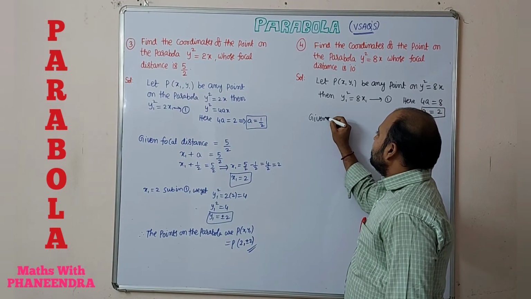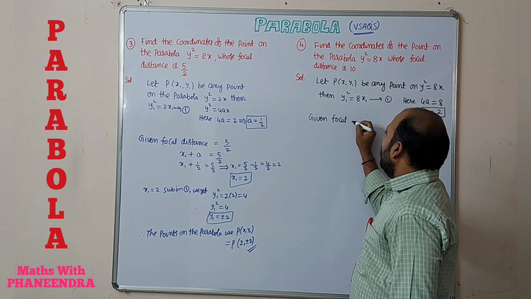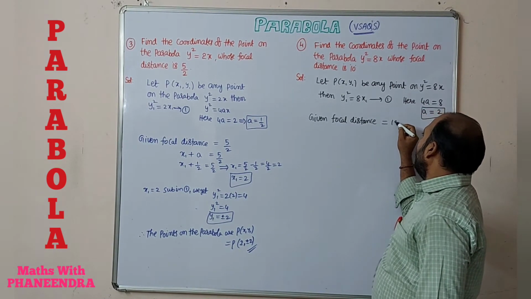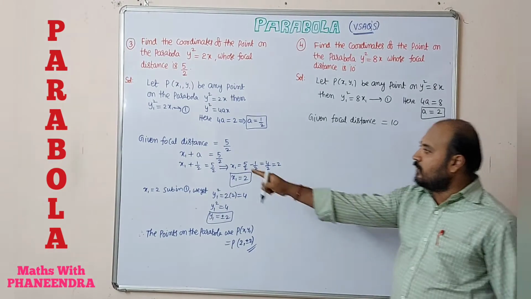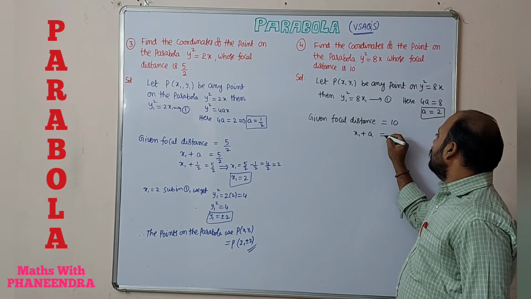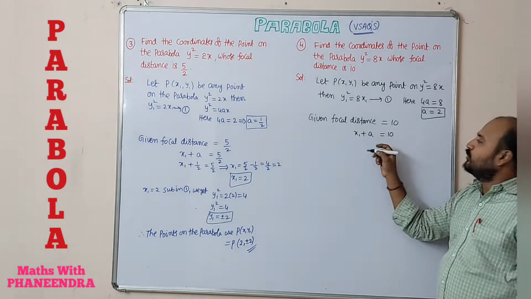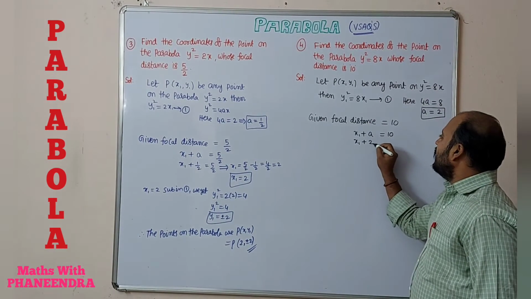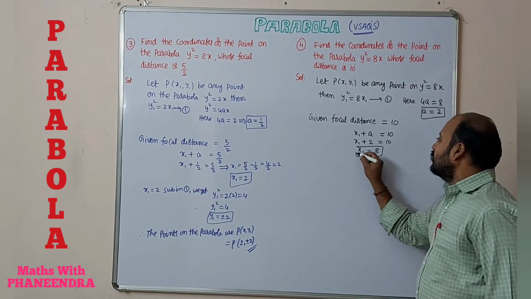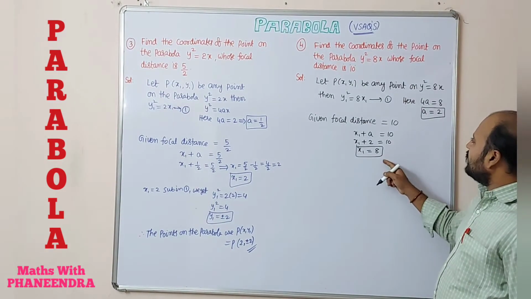Given focal distance is equal to 10. Focal distance formula x1 plus a. x1 plus a is equal to 10. A value how much? 2. So x1 plus 2 equal to 10. x1 is equal to 8, 10 minus 2. x1 is equal to 8.